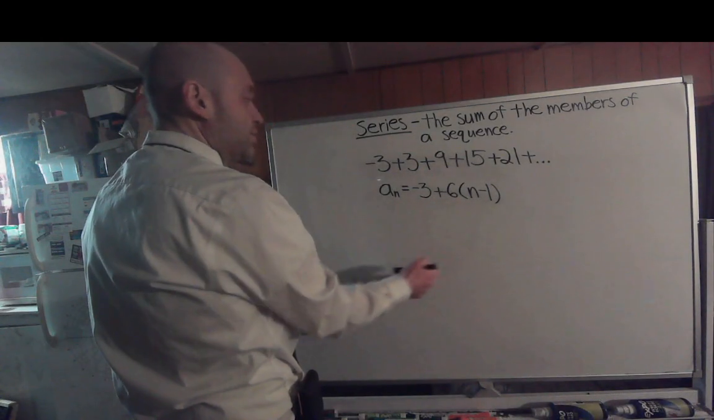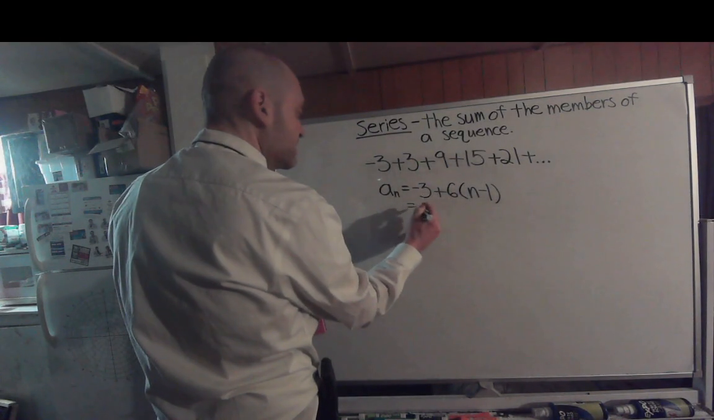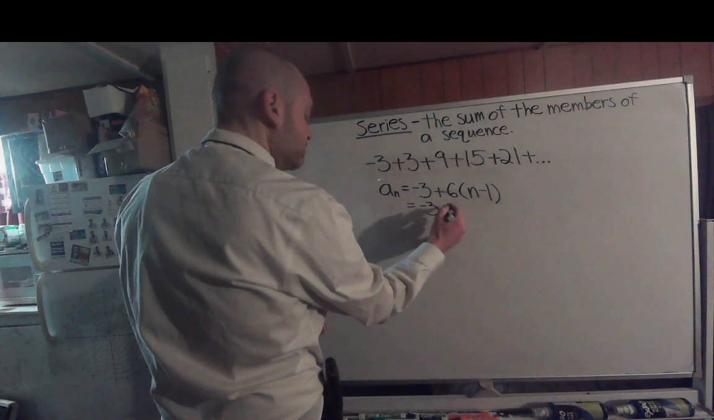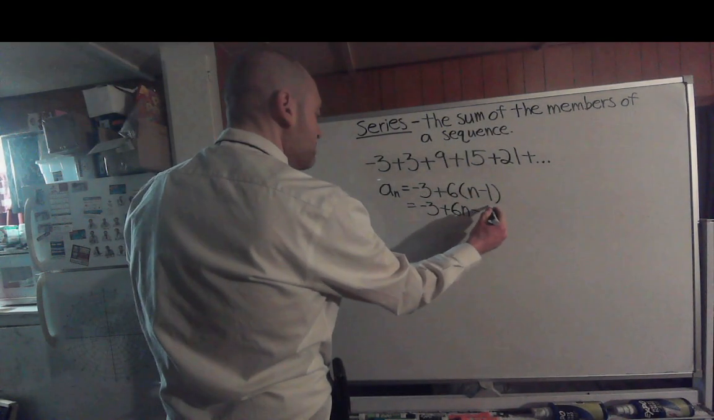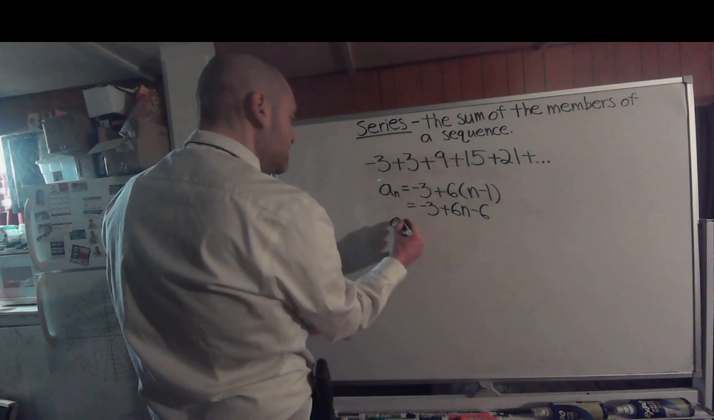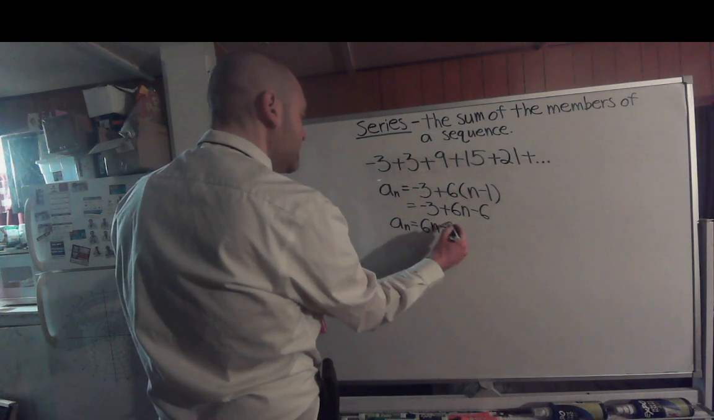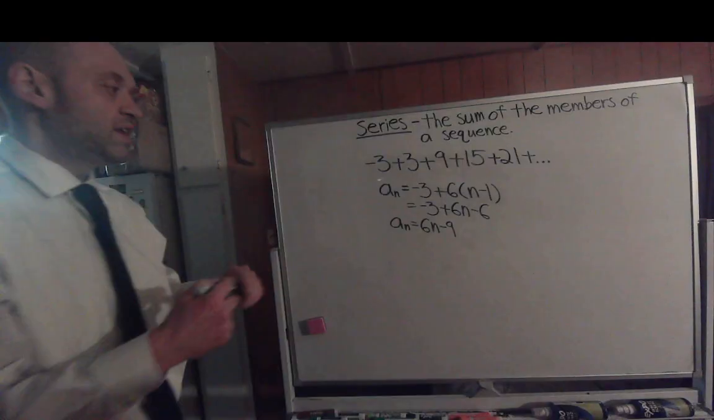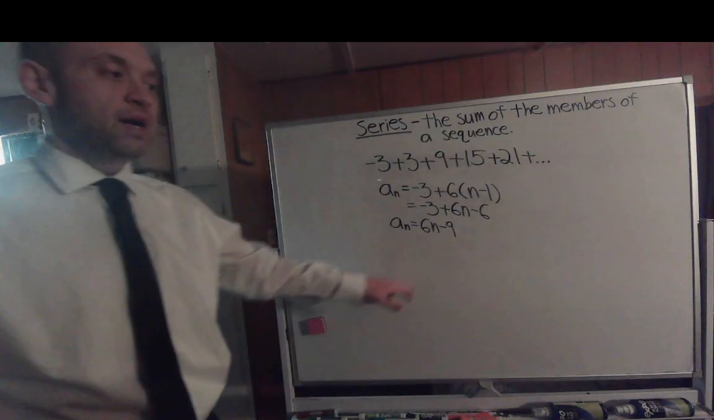Plus that negative 3 gives me 9. So this formula fits. So let's simplify this formula a little bit. Do the distribution here. So negative 3 plus 6n minus 6. So you can really say a sub n equals 6n minus 9. That would really be the simplified formula for the sequence. A sub n equals 6n minus 9.